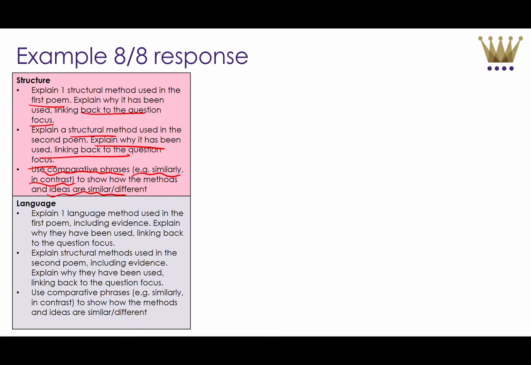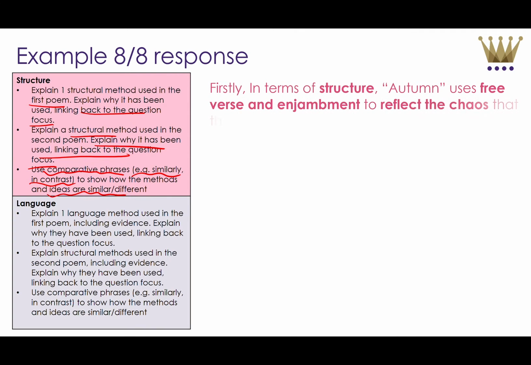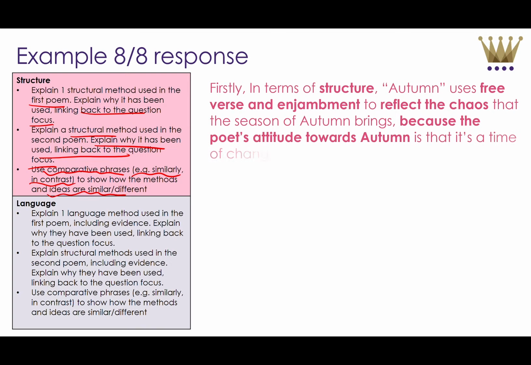Okay, so let's take a look. I'll read it to you as it comes up on the screen. So, firstly, in terms of structure, Autumn uses free verse and enjambment to reflect the chaos that the season of autumn brings, because the poet's attitude towards autumn is that it's a time of change with little structure or control. Really, really important.